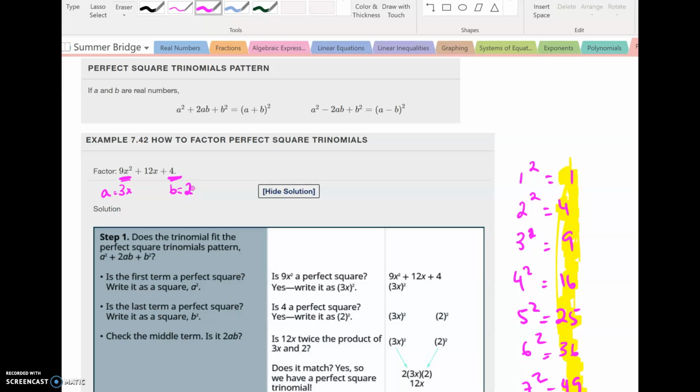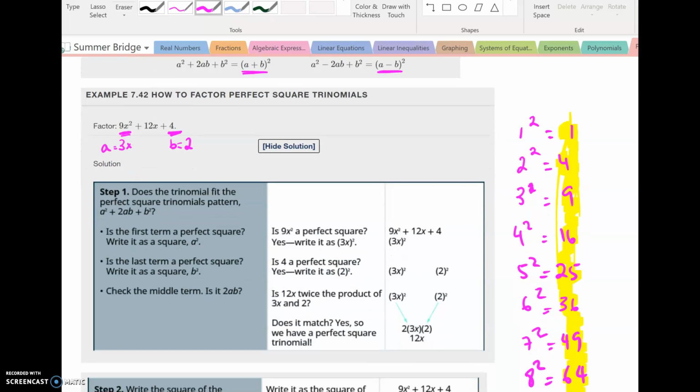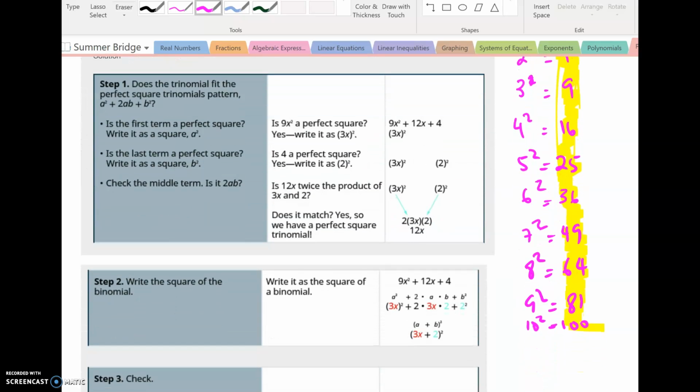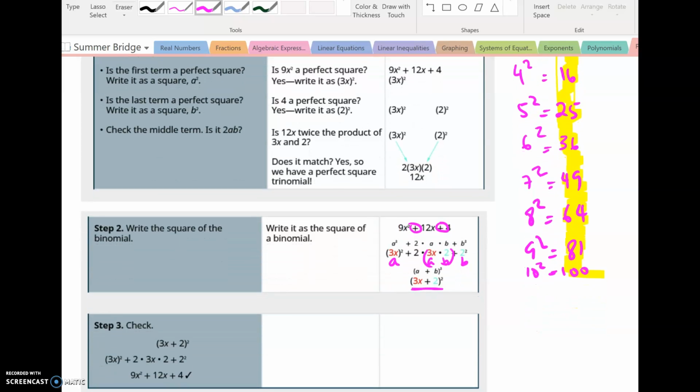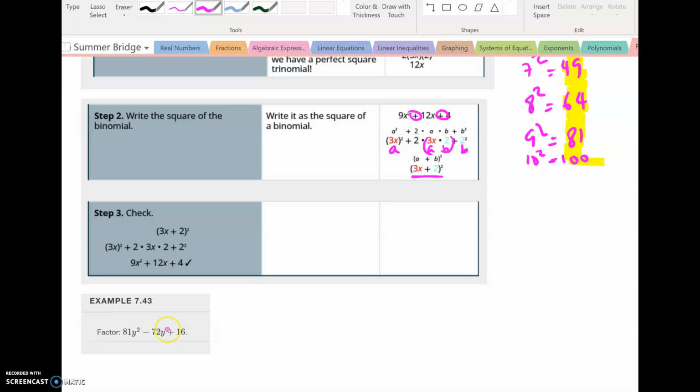All right, so I need my A and I need my B, and then I'm just putting it in these formats right here. And this example kind of goes through the whole thing. Here's my A, here's my B, and I'm multiplying those together and then multiplying it by 2, which is what 12x is, right? So I'm able to put it into the a plus b squared format. And keep in mind, it's because both of these are positive. In the next example I have here, I have a positive and a negative.